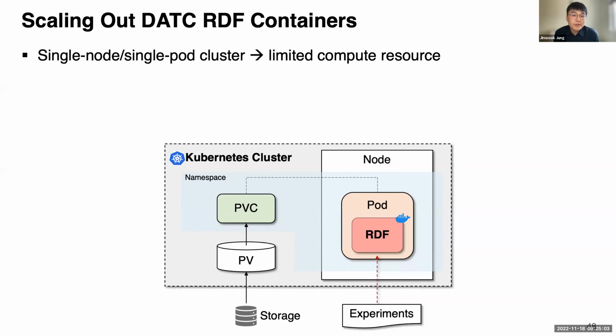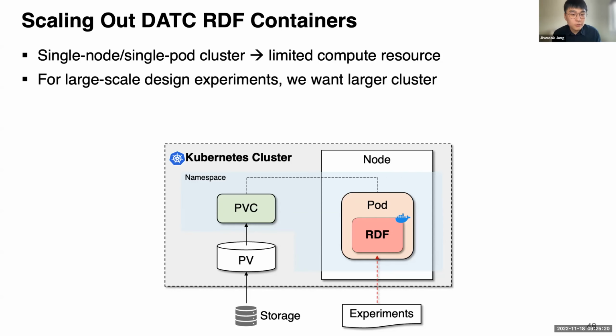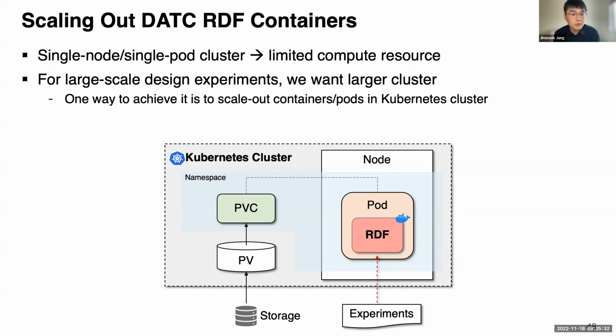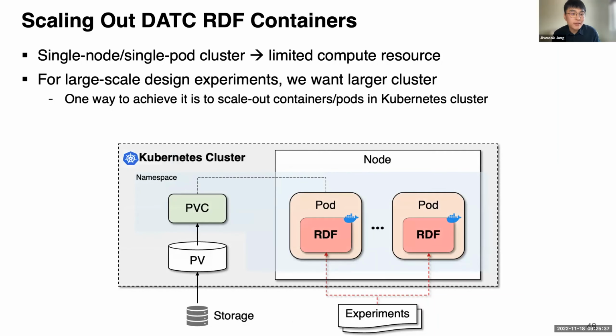So now let's try to scale out the cluster so that we can enable even larger scale experiments. The single node, single pod cluster that we saw before is a minimal Kubernetes cluster. And as you can see, it has just limited compute resources. So to enable larger scale experiments, we want a larger Kubernetes cluster having more resources. One way to achieve that is to scale out the number of containers in our cluster. So then the question is, how can we efficiently distribute multiple experiments across different pods?